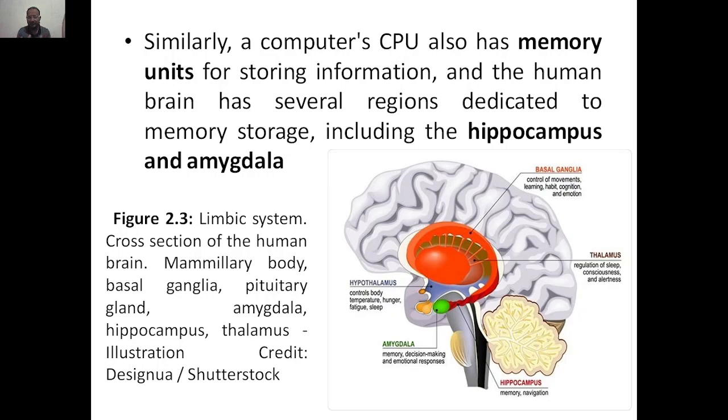So all these things make a whole brain. So all these play a very important role as a memory unit, okay, in the brain.